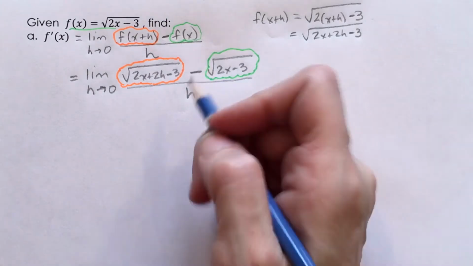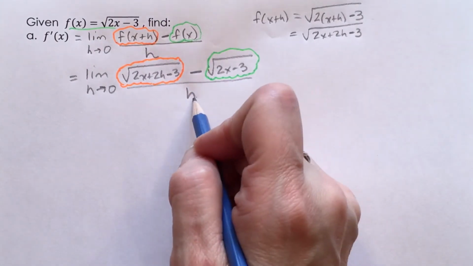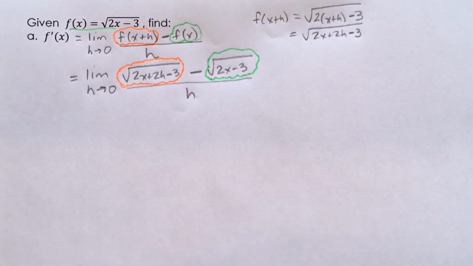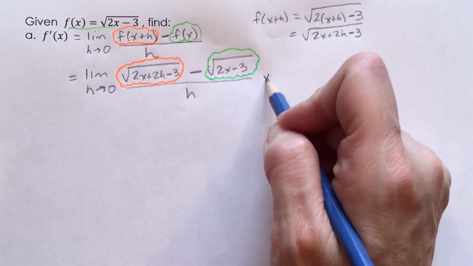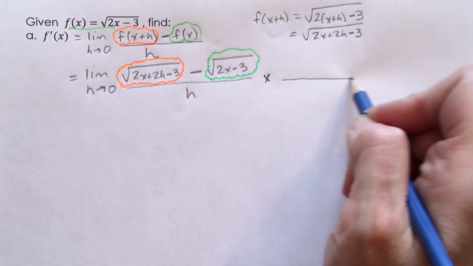All right, so we've got this h. We can't let h approach 0 because then the denominator would approach 0. So there's got to be something to do. And usually when you see square roots, you think of multiplying by the conjugate radical, top and bottom. So that is what we're going to do.